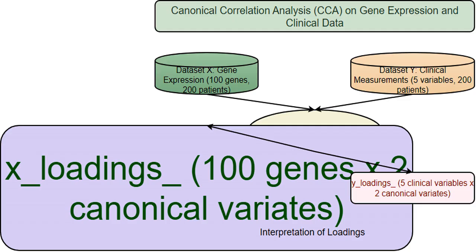X_loadings_ is the output of the CCA model. It shows us the relationship between each of the 100 genes, rows, and the two major patterns or relationships, columns, found between X and Y. Think of it as how much each gene contributes to defining those relationships.